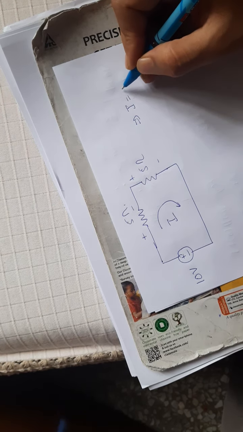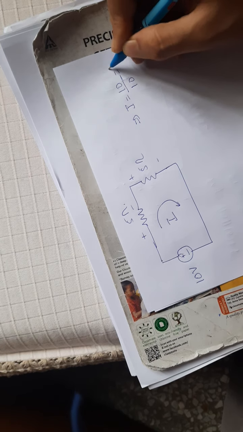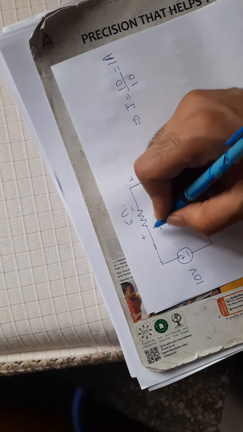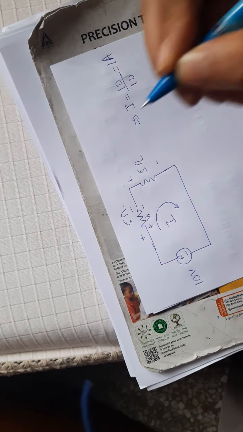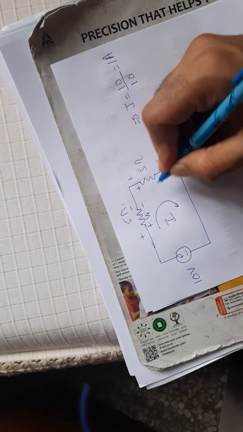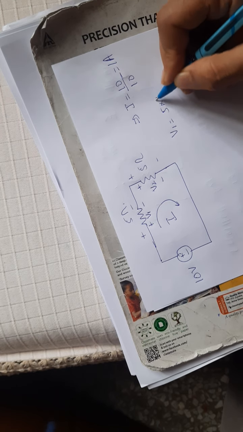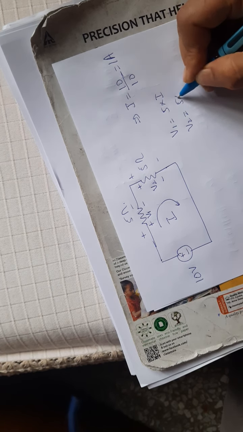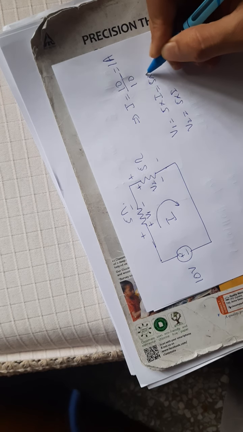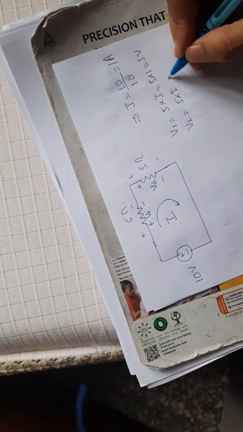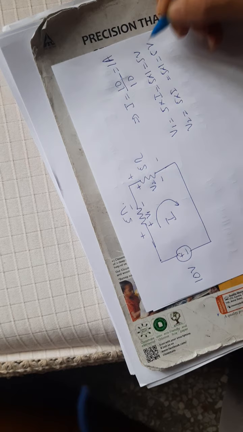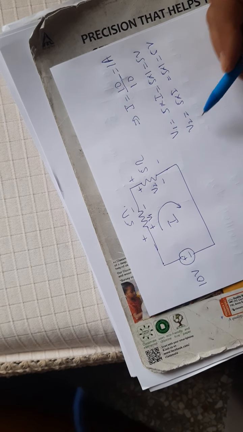I will be equal to 10 divided by 10, which is equal to 1 ampere. Suppose V1 is the drop across this resistor and V2 is the drop across this resistor. So what will be V1? 5 into I, and V2 is 5 into I. So 5 into 1 is equal to 5 volt, and again 5 into 1 is equal to 5 volt. So you got the values of V1 and V2.